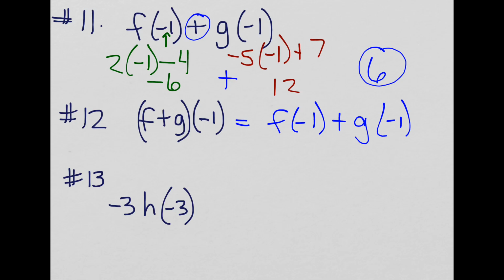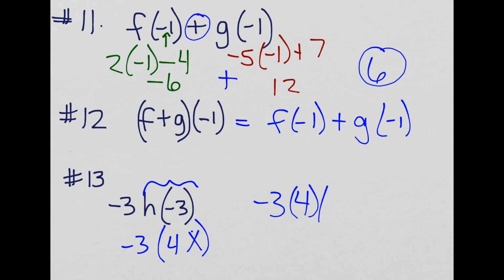Last thing I want to look at is number 13. It says find negative 3 times h of negative 3. So you're going to first find h of negative 3. That means you're going to plug in negative 3 for x into h. So that's negative 3 times 4x. But x is negative 3. So 4 times negative 3 is negative 12 times negative 3 is positive 36.